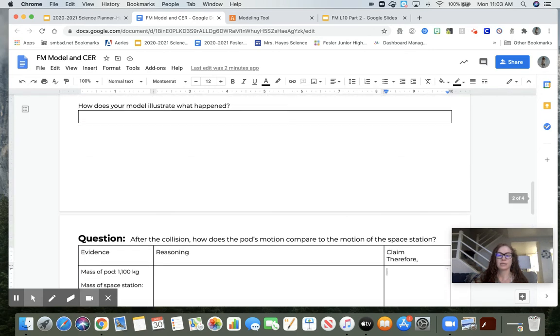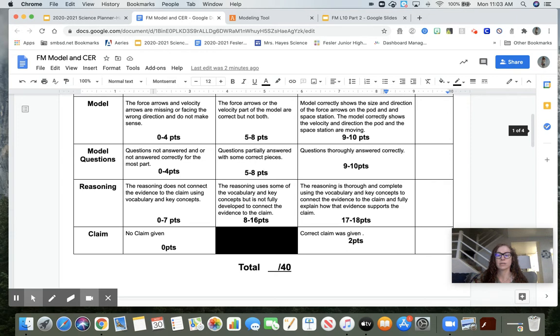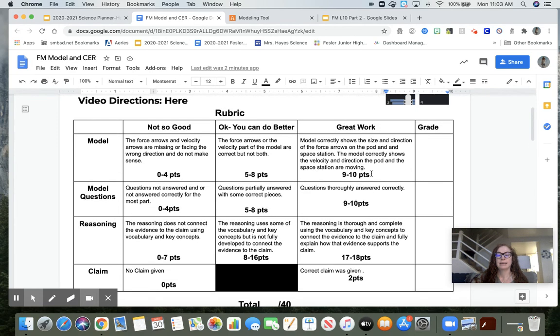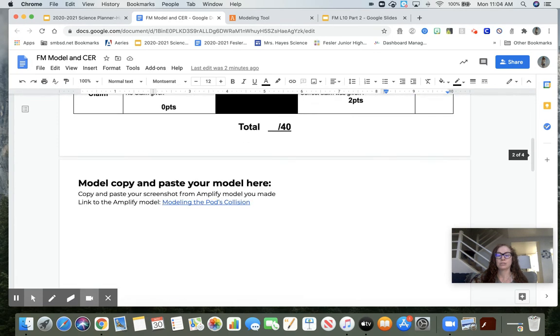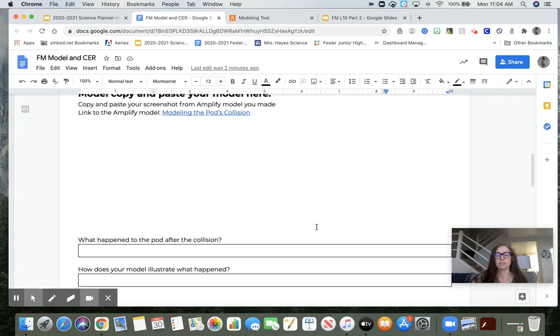And the reasoning of course is worth the most points, right? So 17 to 18 would be a good grade on this. Claim is just copy and paste the correct one. There's only one correct claim. So for 2 points, make sure you thoroughly answer these 2 questions. Make sure your model's here.